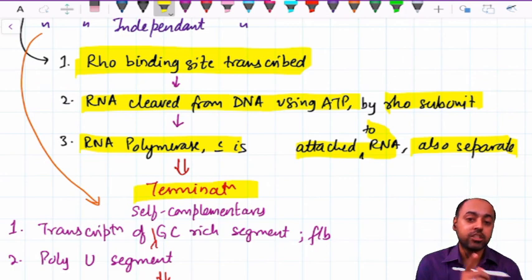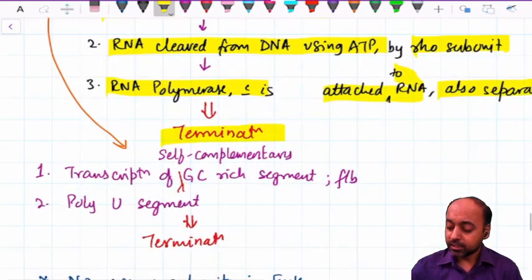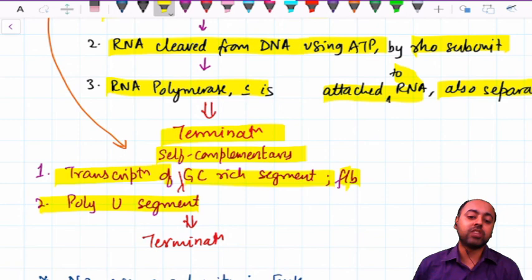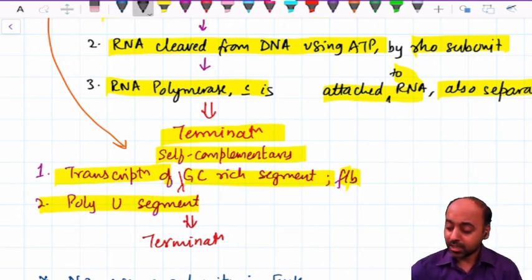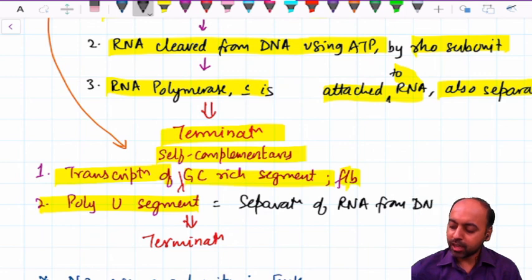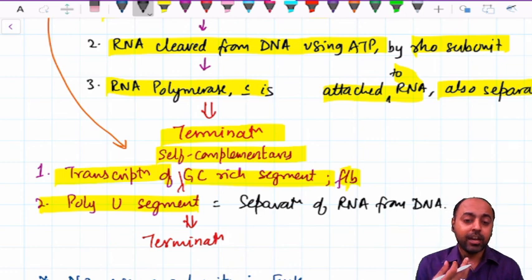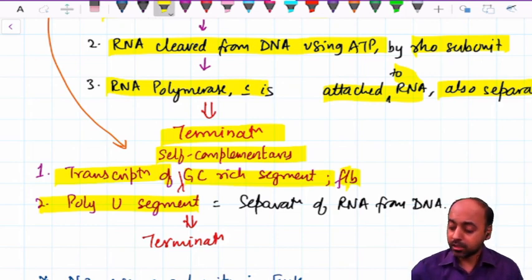This is the first condition. In the second condition, what happens? There is transcription of a self complementary GC rich segment, and immediately it is followed by the poly U segment. In this case, there is immediate separation of the RNA from DNA without the need of any factor or ATP. Once the RNA separates from the DNA, the RNA polymerase will also separate, resulting in the termination.